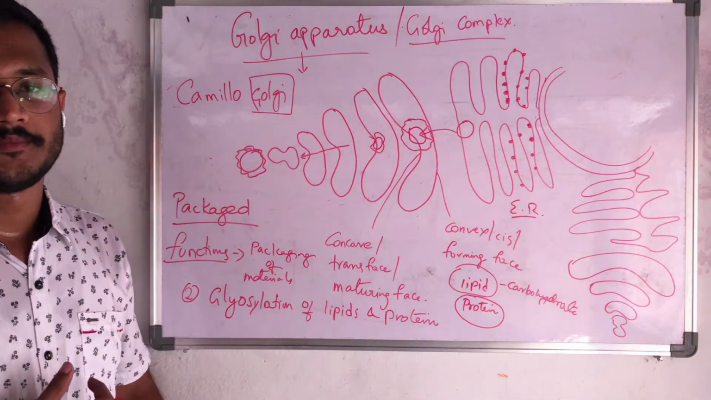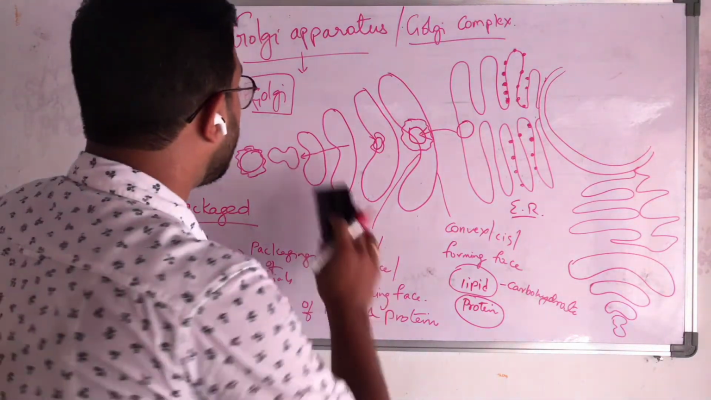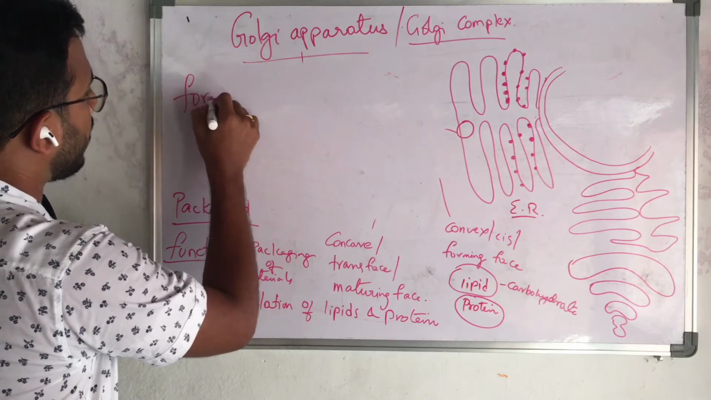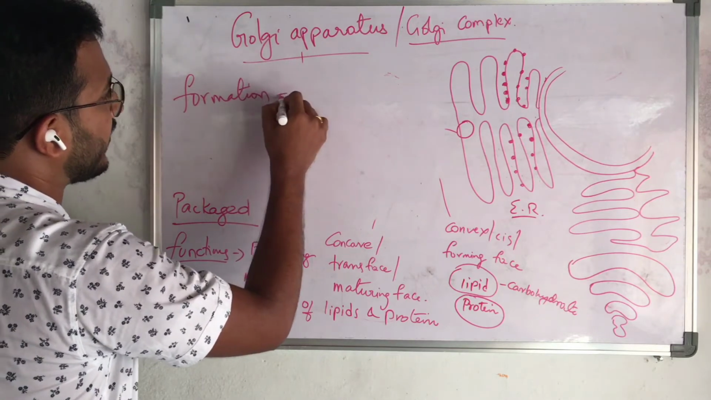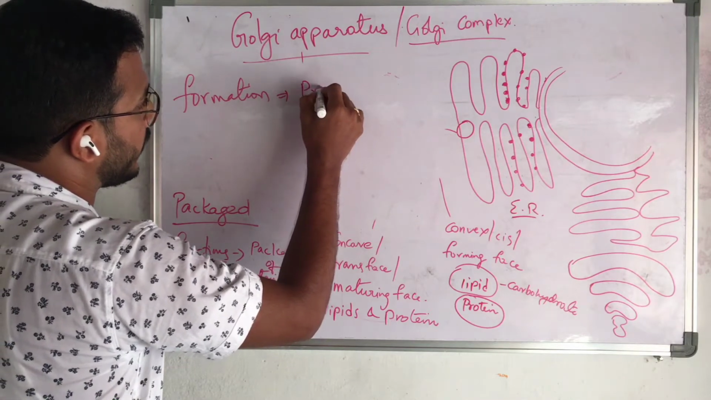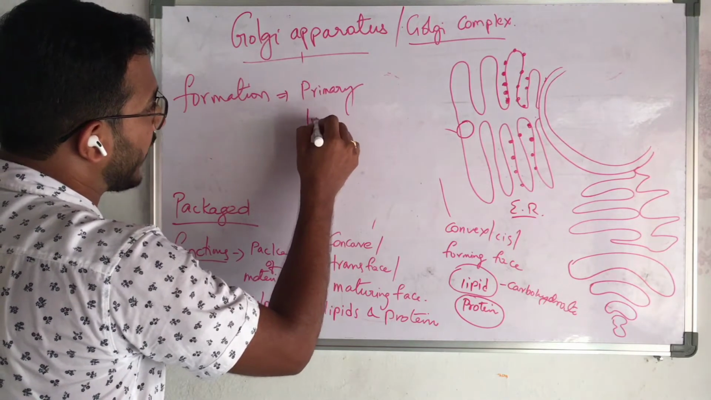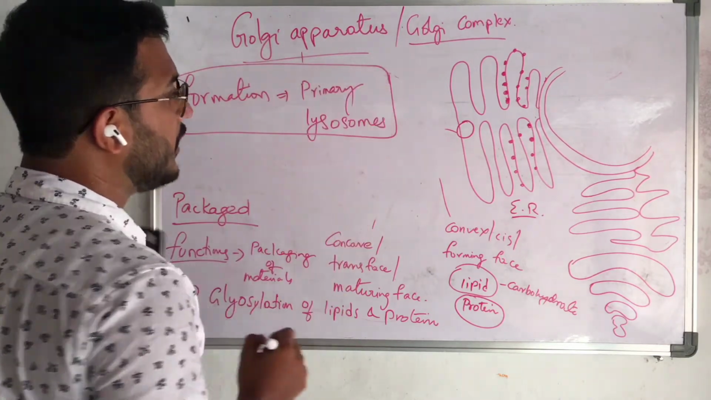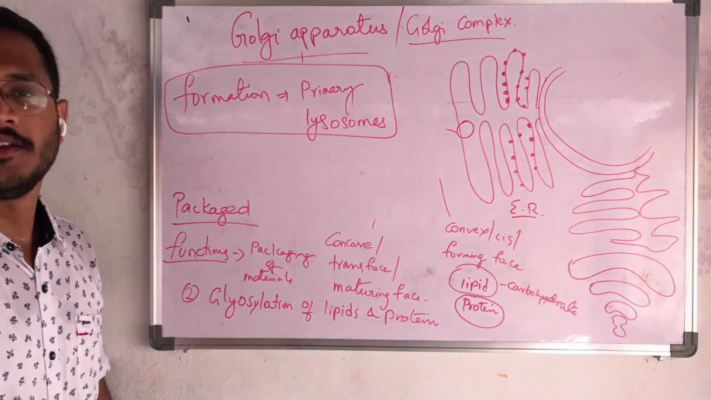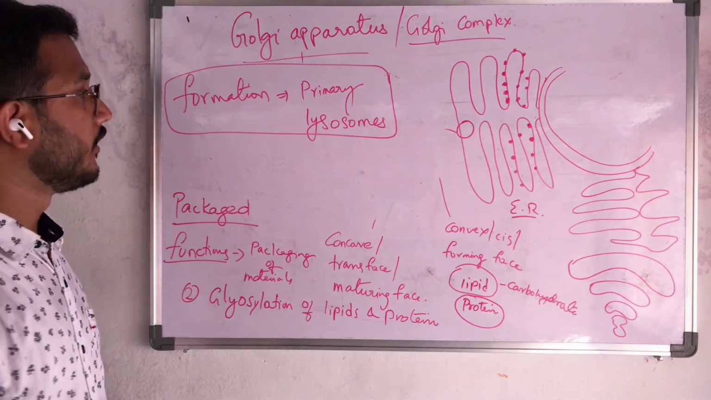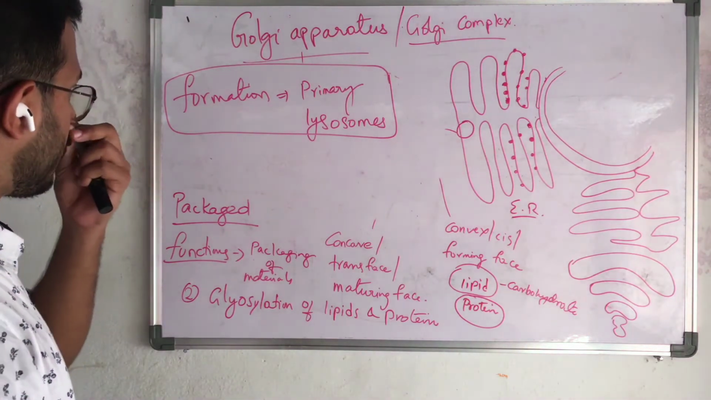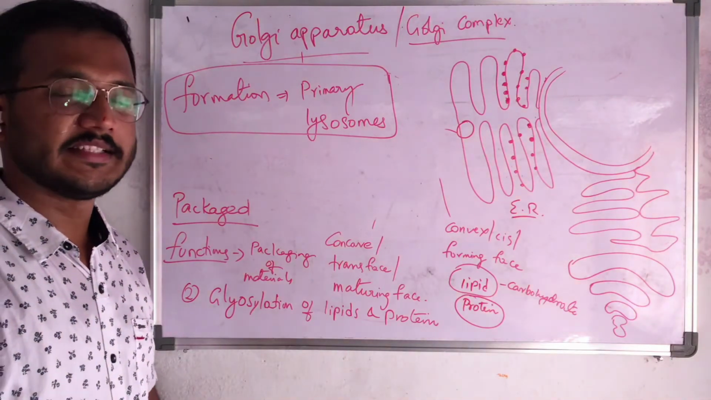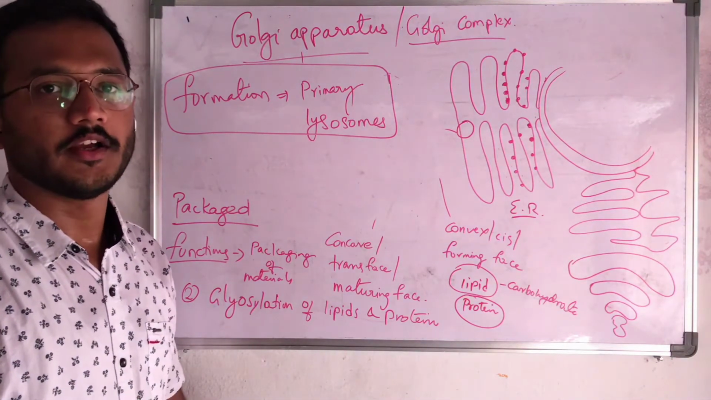One more important function of the Golgi apparatus is that it helps in the formation of another cell organelle, the lysosomes. We can also call them primary lysosomes. What is the function of lysosomes and what is their structure? We will see in the next topic. So the Golgi apparatus is helpful in the formation of primary lysosomes. This is the structure and function of the Golgi apparatus.